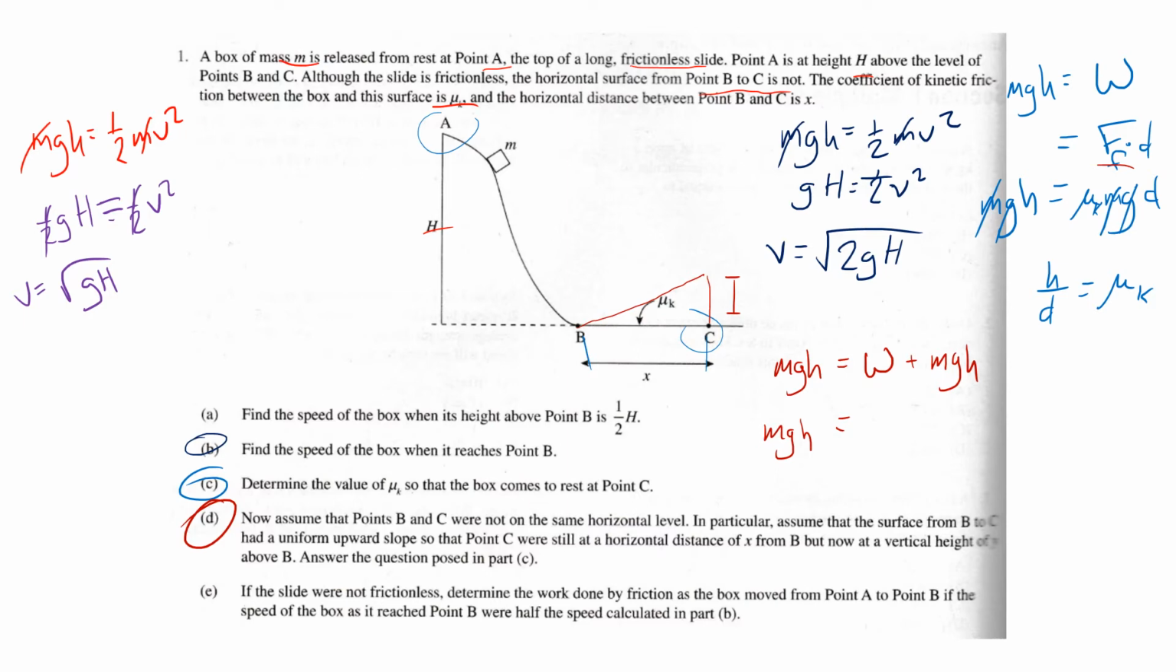Now for the friction force, we're going to break that apart. We're going to get mu times the normal force. What's the normal force going to be? The normal force is going to be mg times the cosine of theta. That's because your normal force is going this way now, perpendicular to the slope.